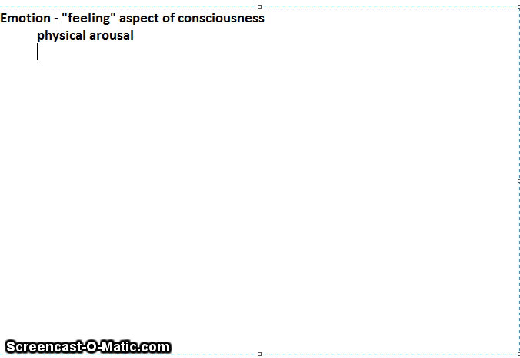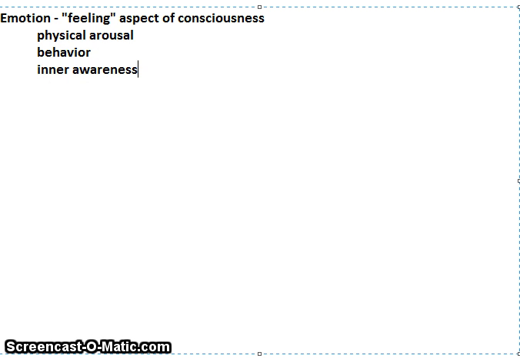You also have your behavior component, so this is the outward side of it. Are you smiling? Are you frowning? Are your fists clenched? And then you have the inner awareness, what you think your emotion is. So you have this physiological, this behavioral, and then this inner component. We're going to talk about all three of these types in class.